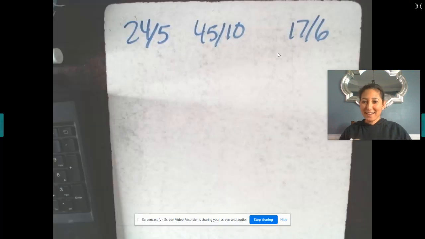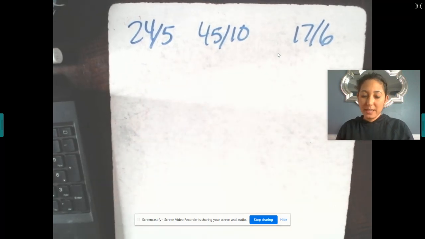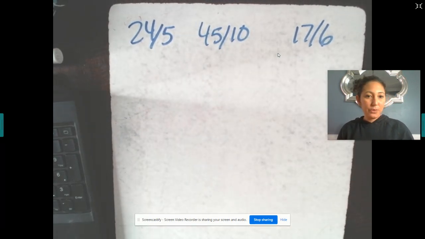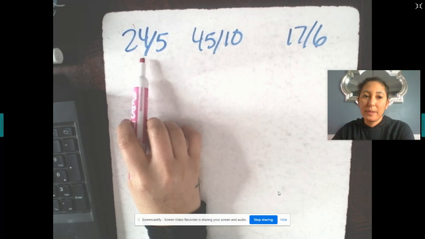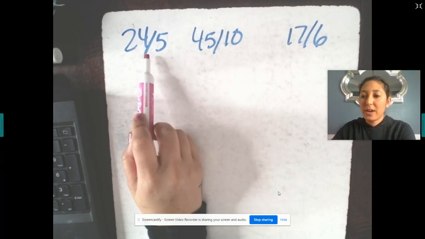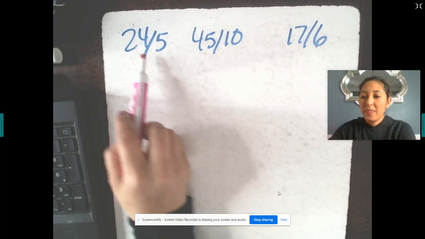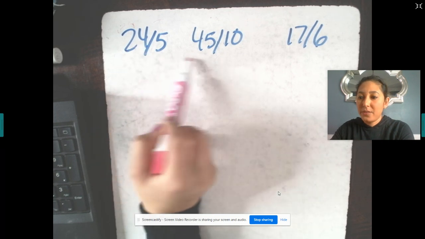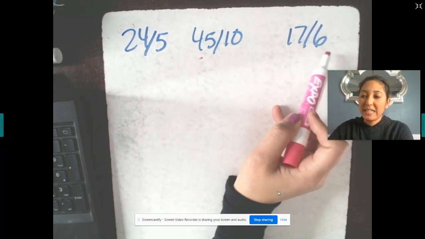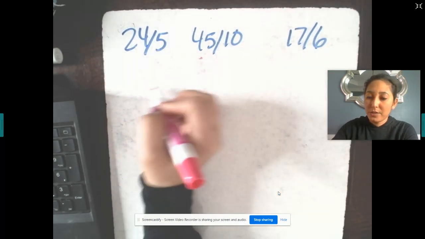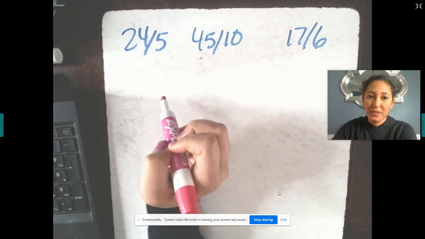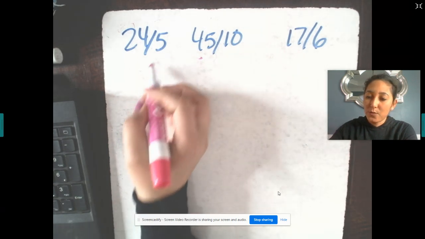Hello, everybody. So we are now working with fractions and turning these fractions into mixed numbers. Before I just jump in and do that, we have already talked about how these fractions are like a division problem. This is like 24 divided by 5, 45 divided by 10, and 17 divided by 6. Now, I want to show you the picture form first before we go straight to division. Okay, so let's look at 24 fifths first.